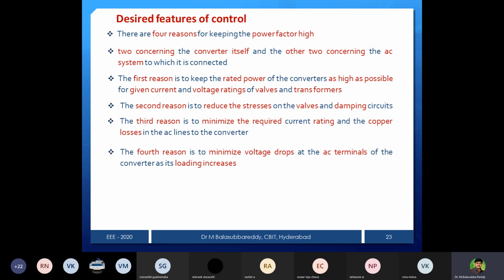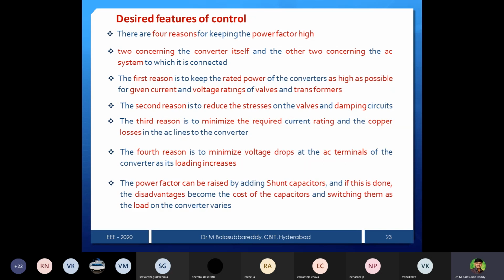And the fourth reason why you have to keep the power factor high is to minimize the voltage drops at the AC terminals as the converter loading increases. When the load increases, automatically there will be a problem on the AC side, because some drop will take place. So that's why we minimize the voltage drops by keeping the power factor high.